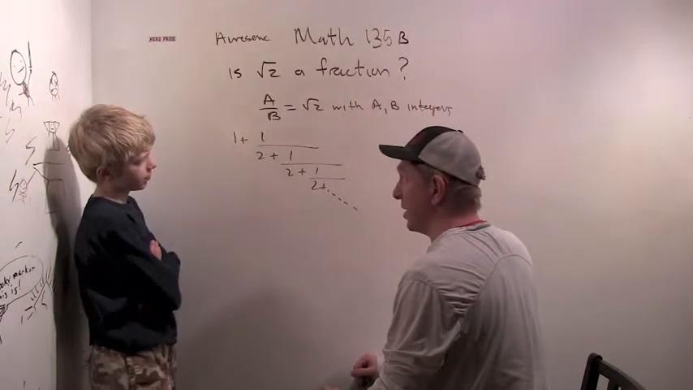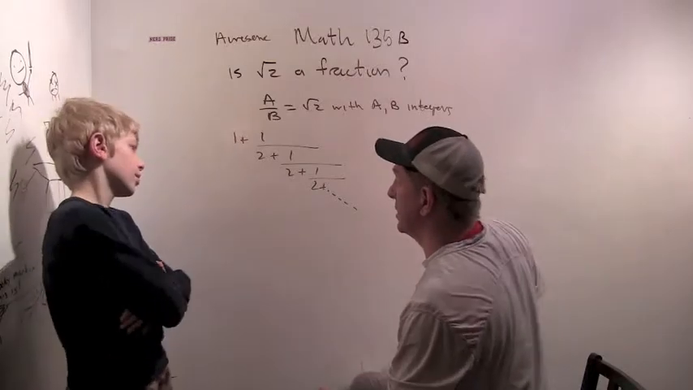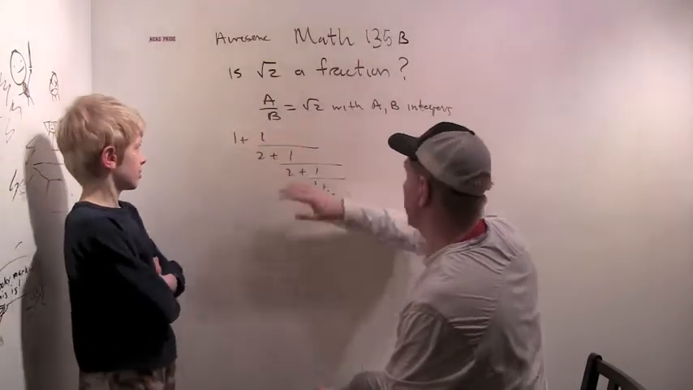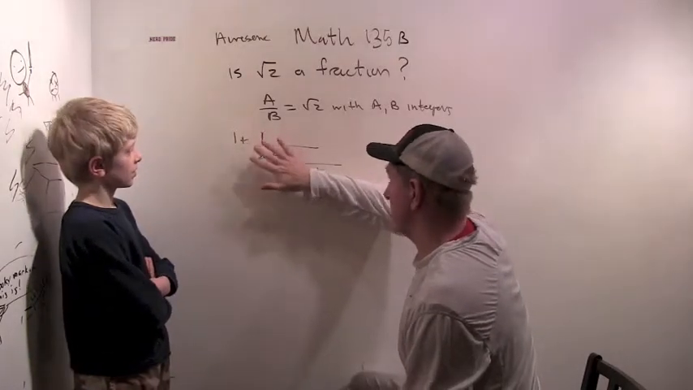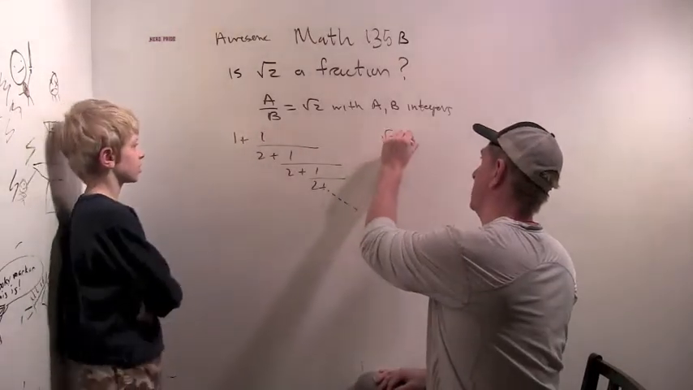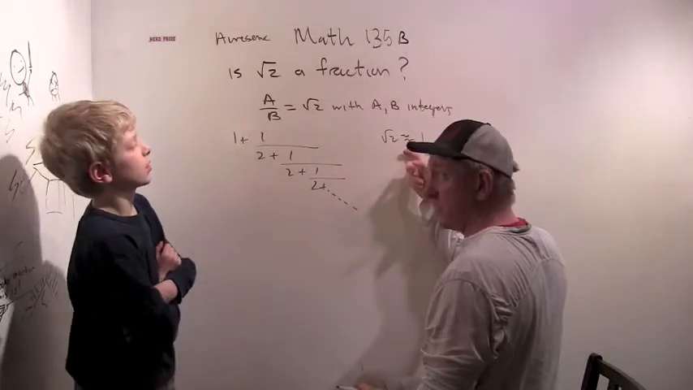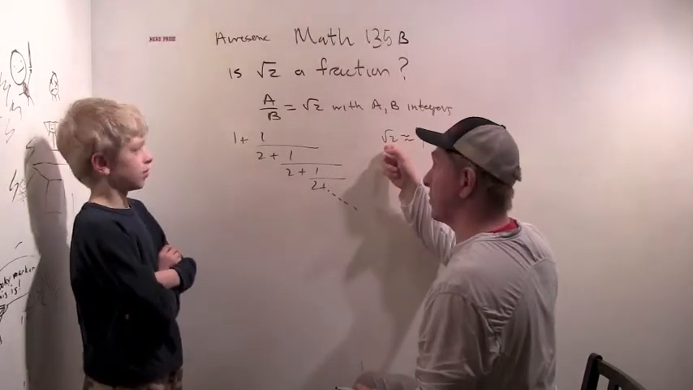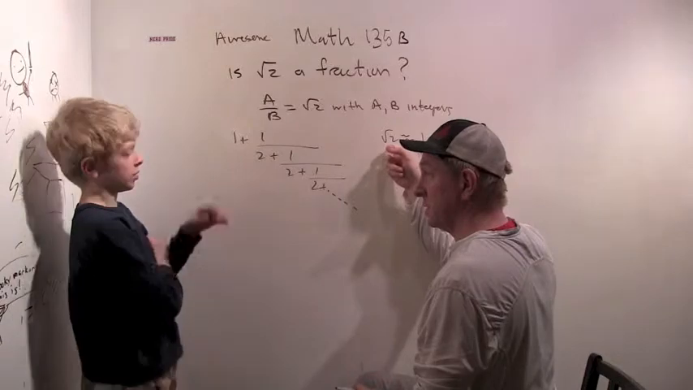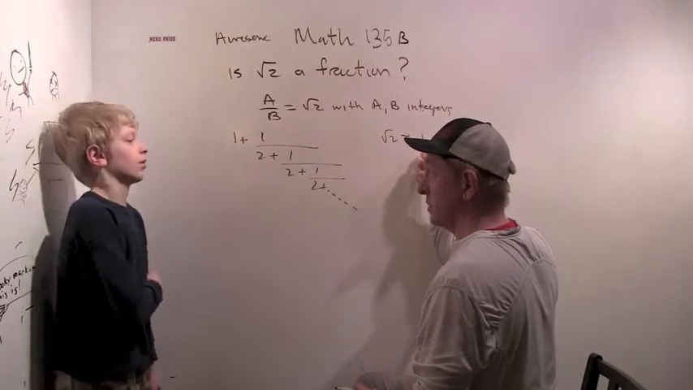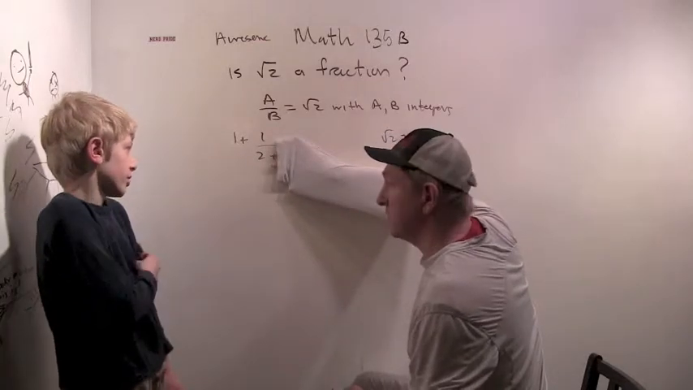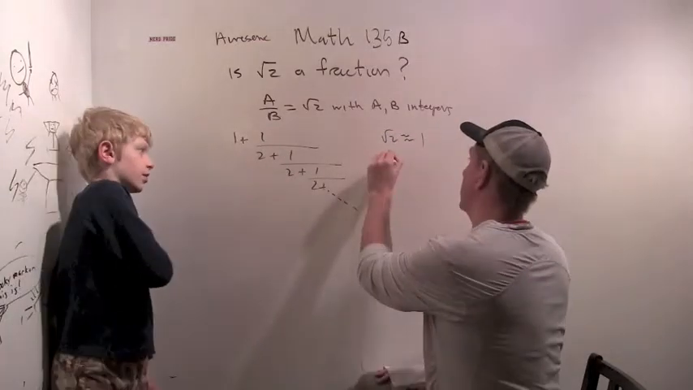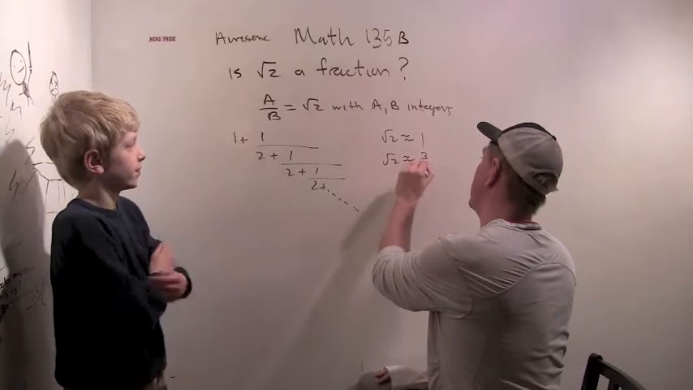And we started approximating just by stopping at various places. So the first approximation was just 1. But we know it's not exactly equal to 1, because we know the square root of 2 squared is 2, and 1 squared is 1. So the next approximation was 1 plus a half, which is 3 halves. So the square root of 2 is approximately 3 halves.